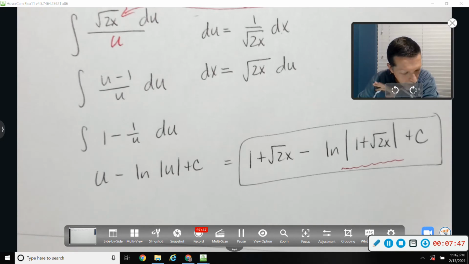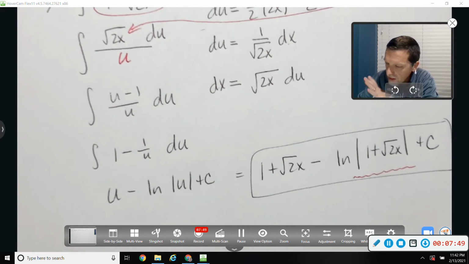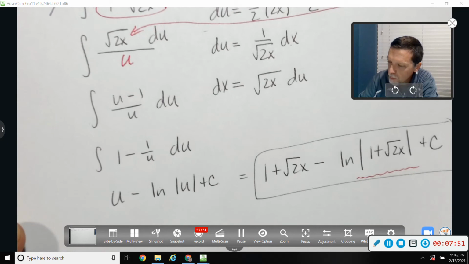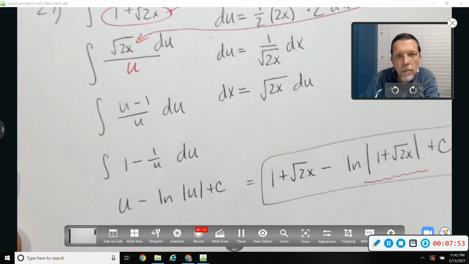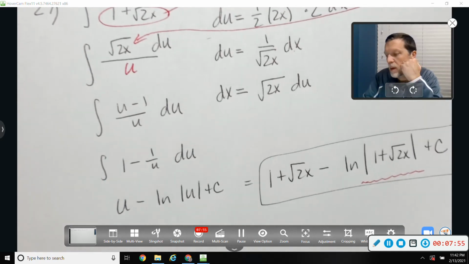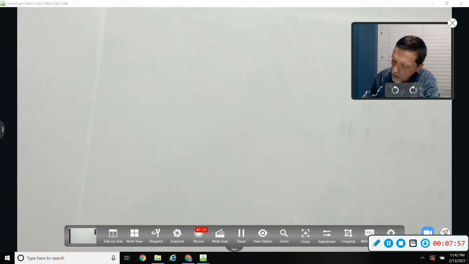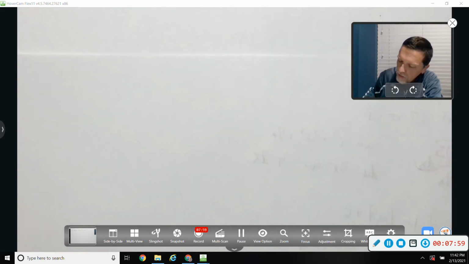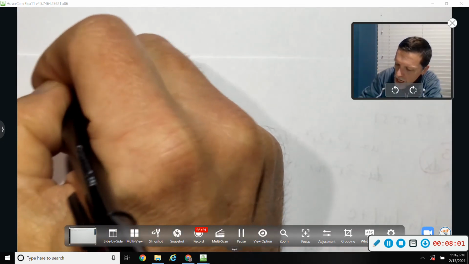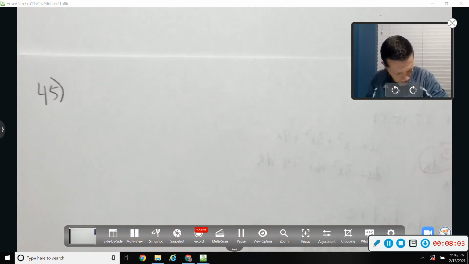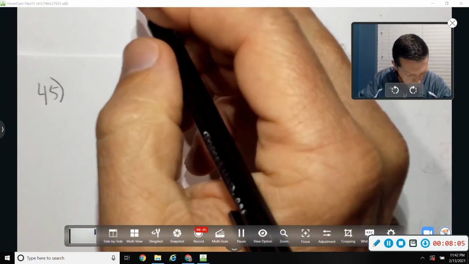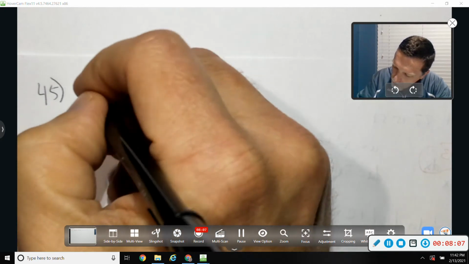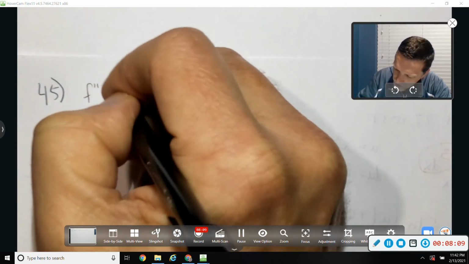On 43, there's a typo in the book, and I wish I'd known that before I spun my wheels trying to figure it out. But if you look at CalcChat, they have the right problem. But skip 43. Let's do 45 and 51, and then we'll be done. 45, one of those differential equations. It's been one on each of the last two tests.